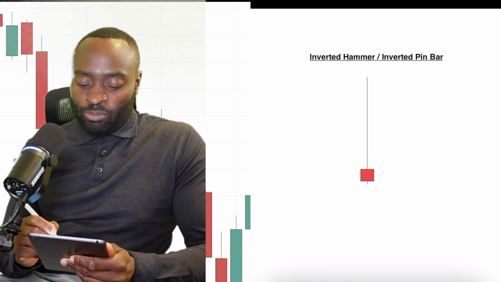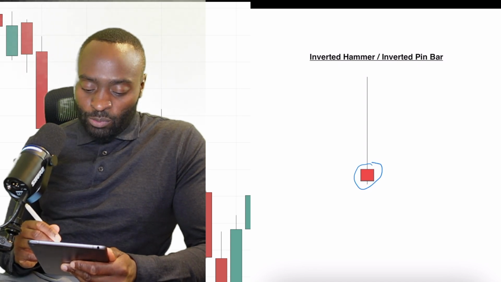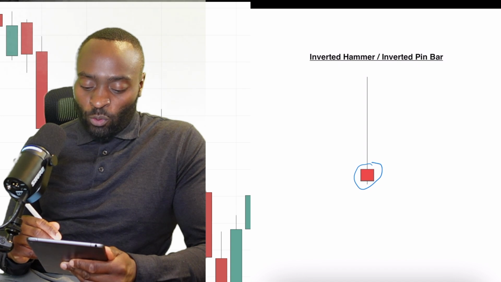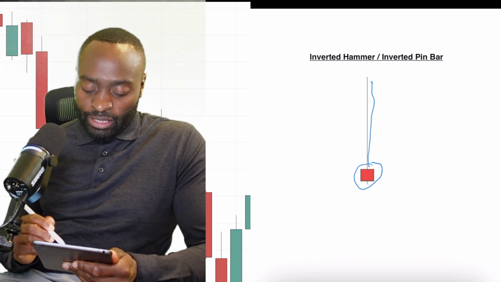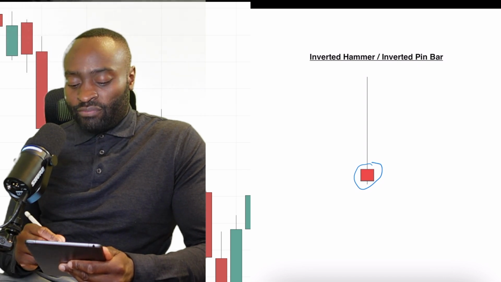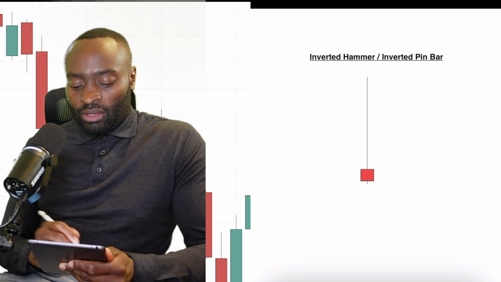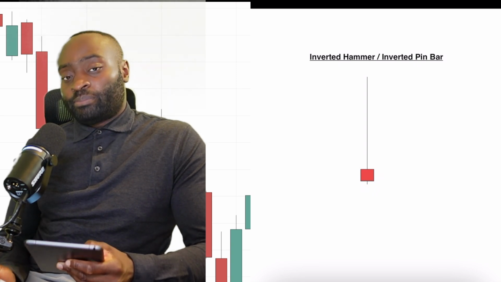For this to be classed as an inverted hammer or inverted pin bar, you need a body, which we have here in red, and an upper wick, which is the long wick there. The upper wick needs to be at least twice the length of the body. Here you can see it's clearly over twice the length, so that is an inverted hammer.